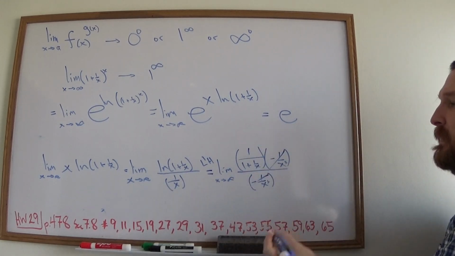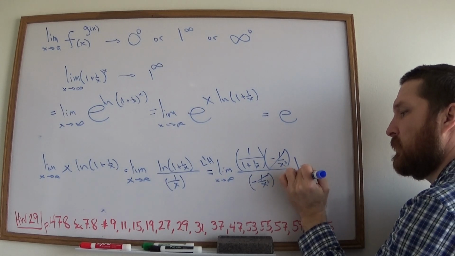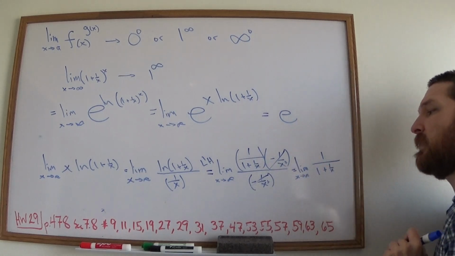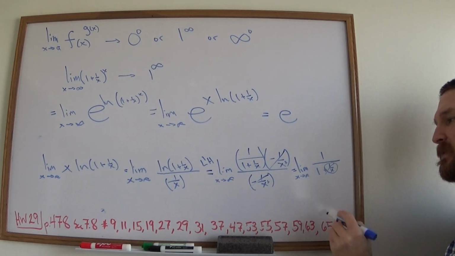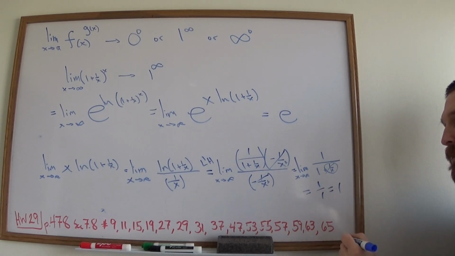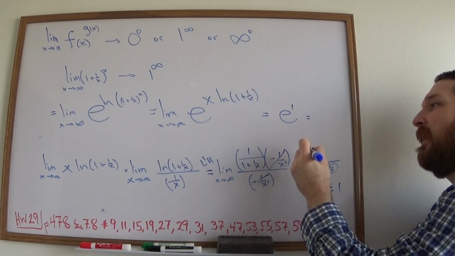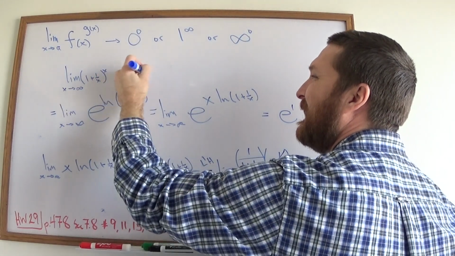These just happen to cancel, and we get, okay, the limit as x goes to infinity of 1 over 1 plus 1 over x. And what's that? 1. Because as x goes to infinity, that guy goes to 0. It's the same thing as 1 over 1, which is 1. But we're not done. It's e to the 1. And what's e to the 1? Just e.